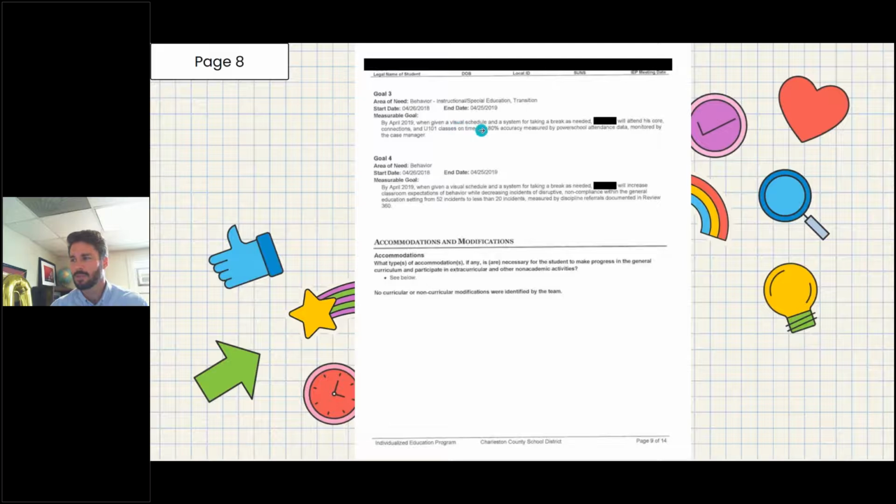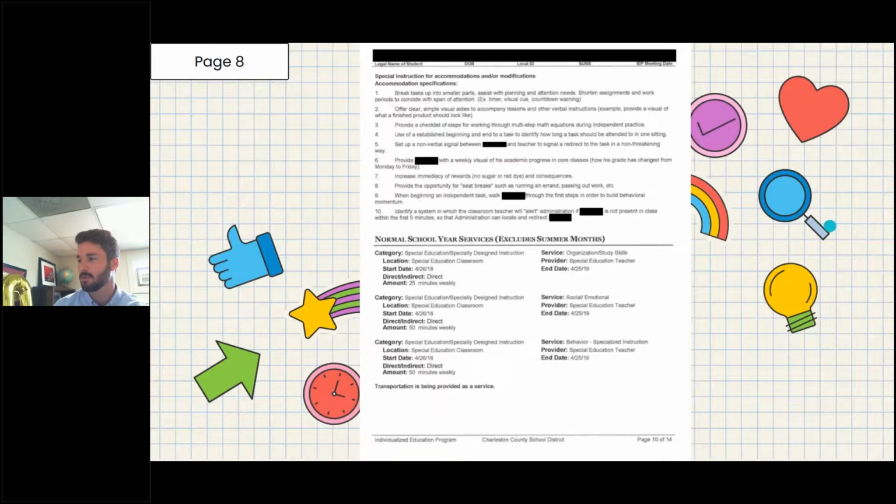So when given a visual schedule and a system for taking a break, given a visual schedule, what is a visual schedule? I don't even know what that is. If you write down a schedule, it's inherently visual. So I'll be asking questions about that in the meeting. When given a system for taking a break as needed, that's good. This is probably referring to the accommodation section about how to take a break. And I'm wondering if that's in here.